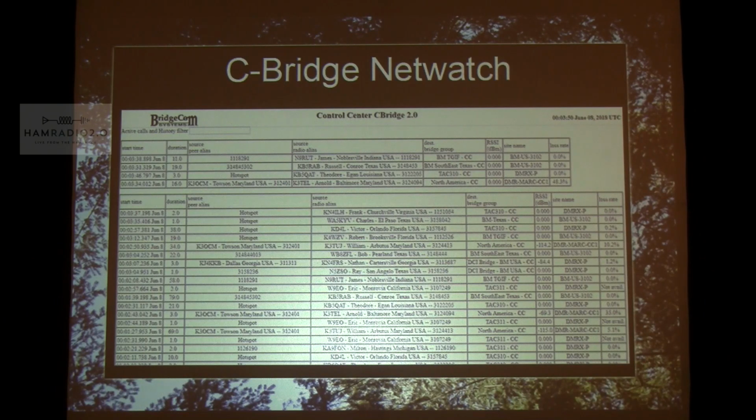Depends on, most of the time, loss rates aren't measurable from a hotspot. So the CBridge offers what's called a net watch, where you can monitor traffic, sit there on your computer, and, oh, there's my buddy Bob. He's over there on this talk group, so you key your radio up and talk to him.